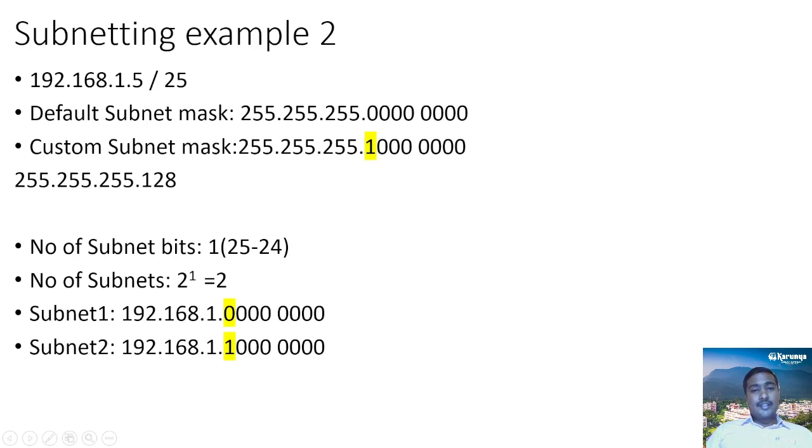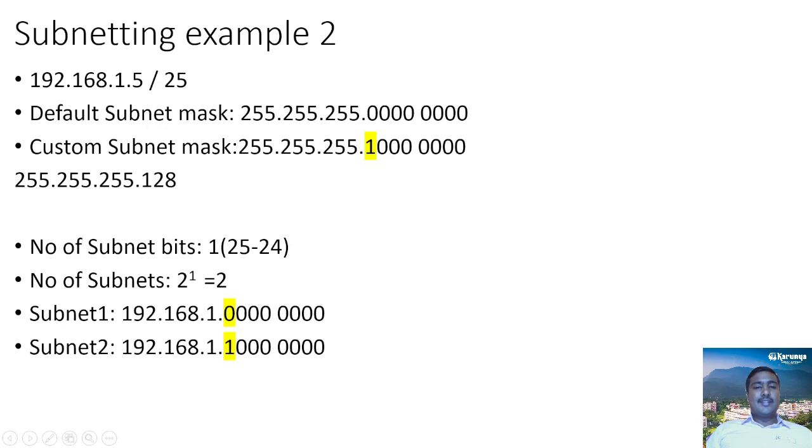The default mask is supposed to be 255.255.255.0. But here, when I say 25, I am taking one bit from the host part and giving it to the network part. So what happens? My custom subnet mask is going to be 255.255.255.128. That means I have taken one bit from my host part and given it to my network part.